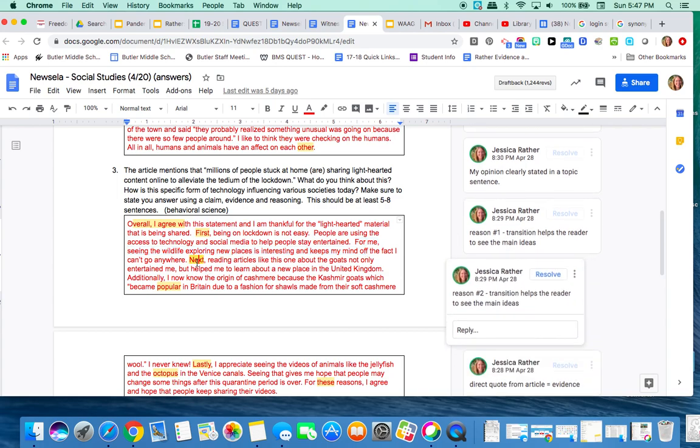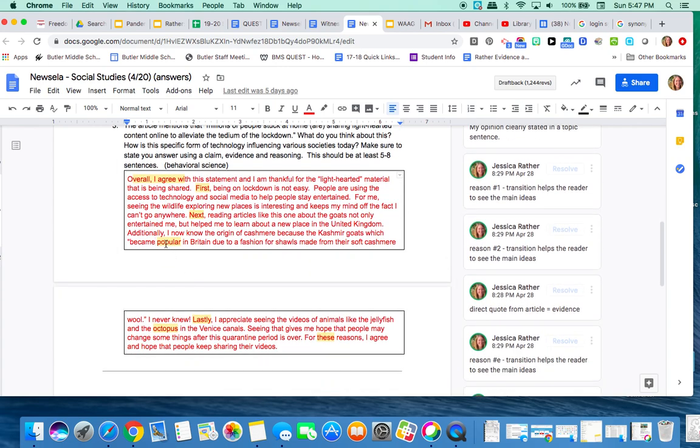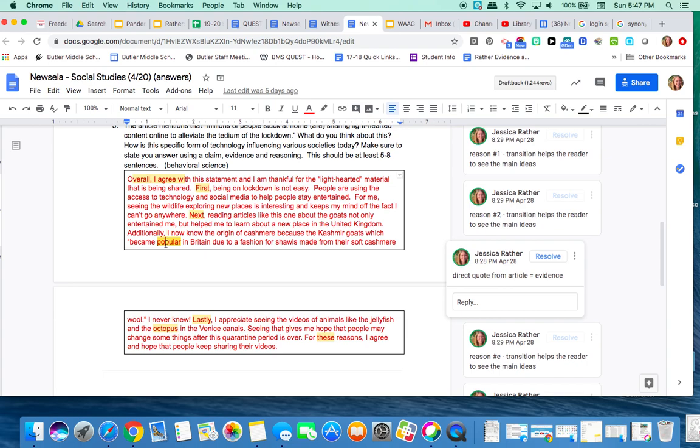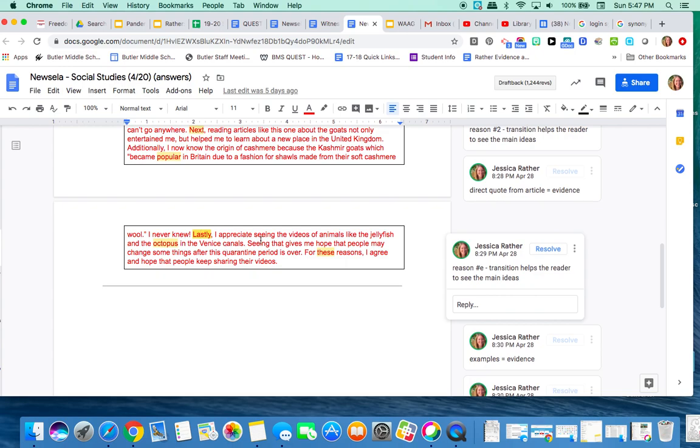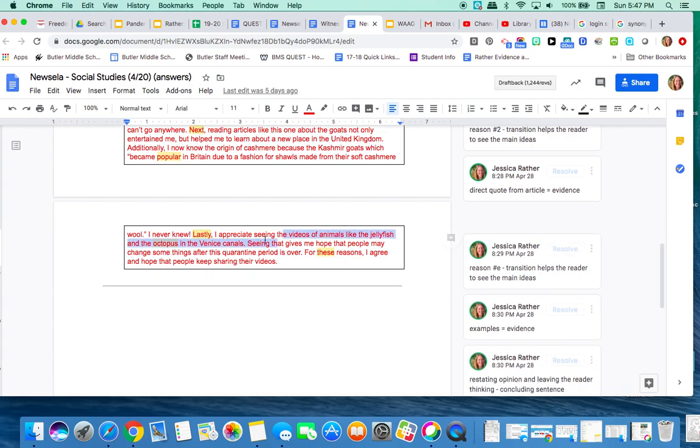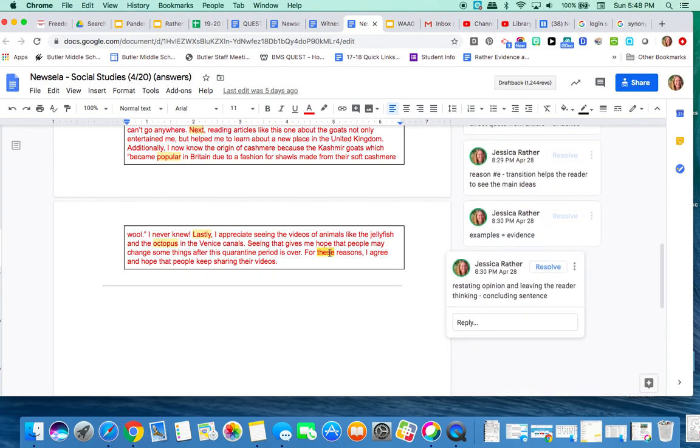Then I went into the next one. That's my reason number 2. Again, this transition word helps the reader to see the main idea. And I talk about my next reason, and then I use a specific quote from the article to support my thinking, so I have evidence. And then lastly, I have reason number 3. It helps the reader again see the main idea. And I gave another example of what I saw. Now, this isn't direct evidence, this is indirect evidence, but I'm still referencing something that I have seen that other people have also probably noticed on the internet. And then lastly, I say why this is important, and then I sum it up, restating my opinion and leaving the reader thinking in the concluding sentence.